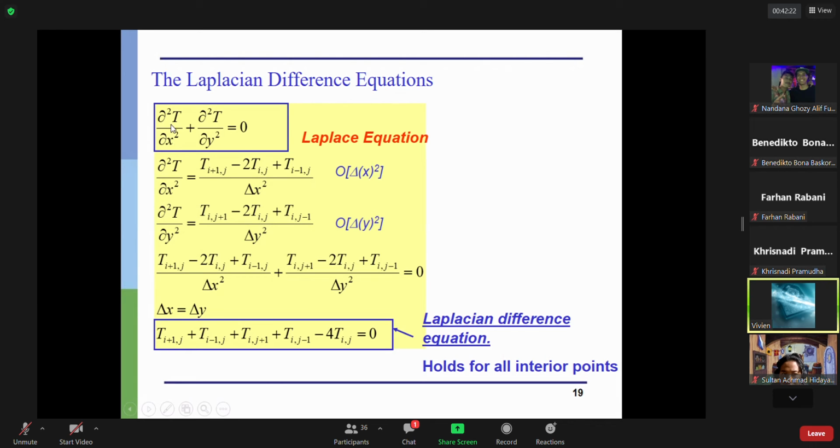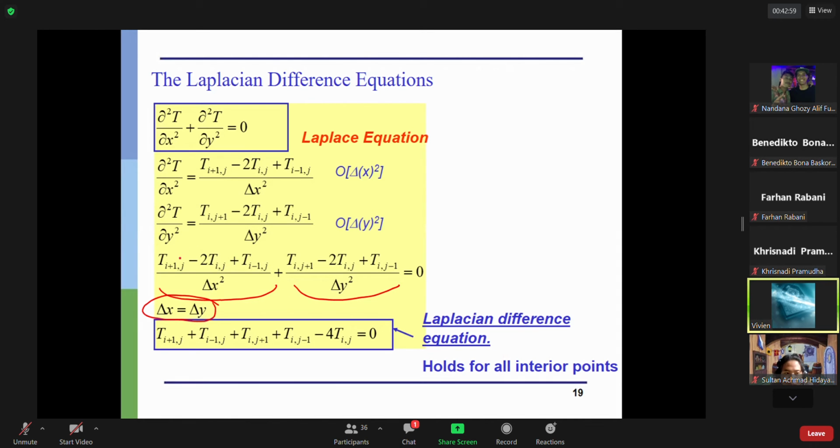So we substitute it in the equation here, for the second derivative in x. So this is the equation. The left one here is the second derivative in x, and this is the second derivative in y, so that will be equal to 0. If we assume that the interval size of the node is similar in the x and y direction, or delta x is equal to delta y, then this can be omitted because it's similar.